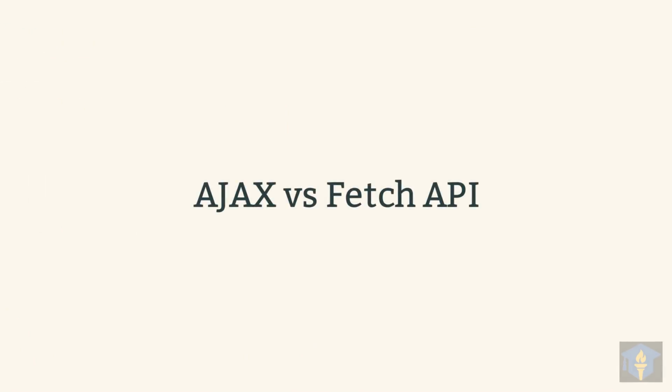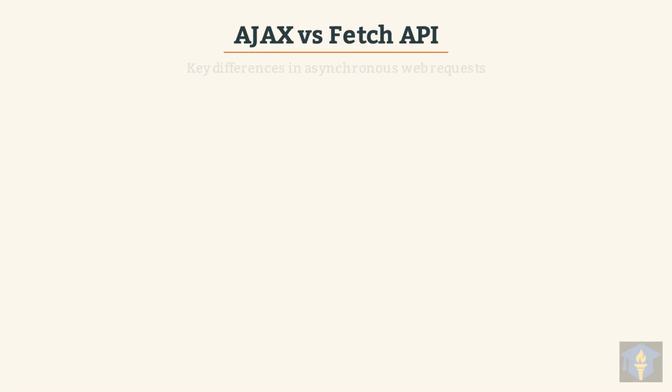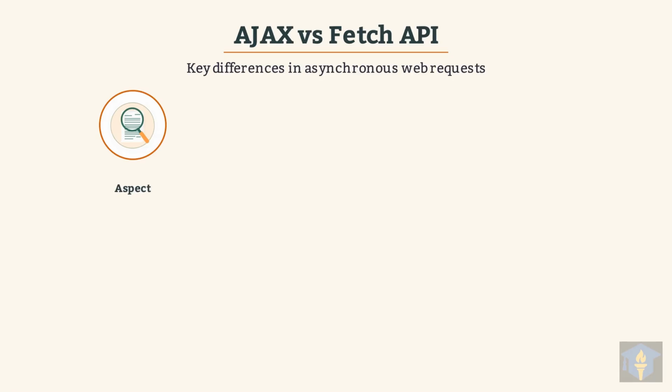Today, we'll explore the fundamental differences between AJAX and the modern Fetch API for web requests. We'll focus on their key distinctions when making asynchronous web requests, which are crucial for dynamic applications. Let's compare them across various aspects, understanding how each handles different parts of a web request.